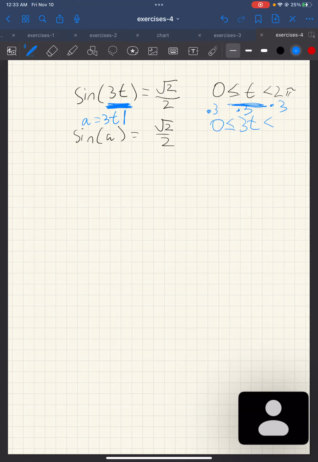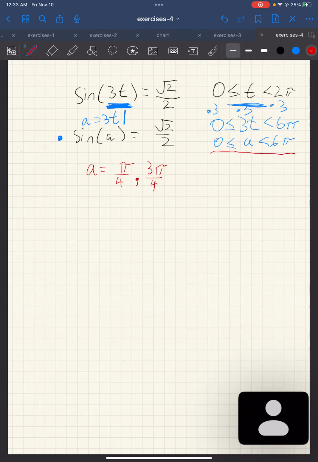Well, 0 times 3 is 0. 2 pi times 3 is 6 pi. So really, my question is, find all solutions for sine of a equals root 2 over 2 in the interval where a is between 0 and 6 pi. Well, first, let's just consider the standard interval from 0 to 2 pi. We should get two answers. Look at our unit circle. That's pi over 4 and 3 pi over 4. So these would be our answers from 0 to 2 pi.